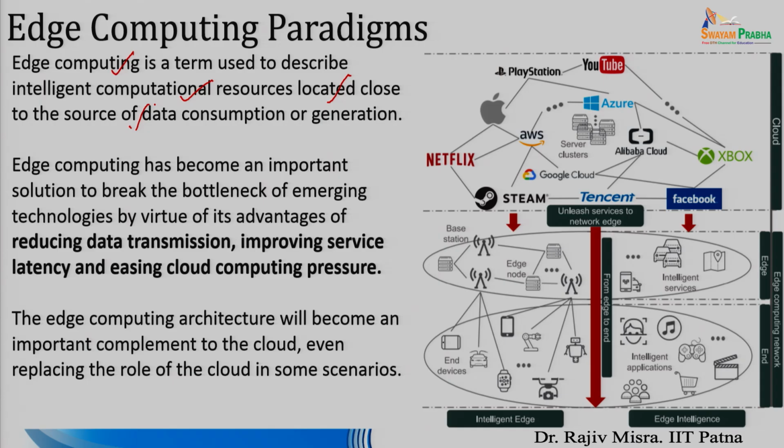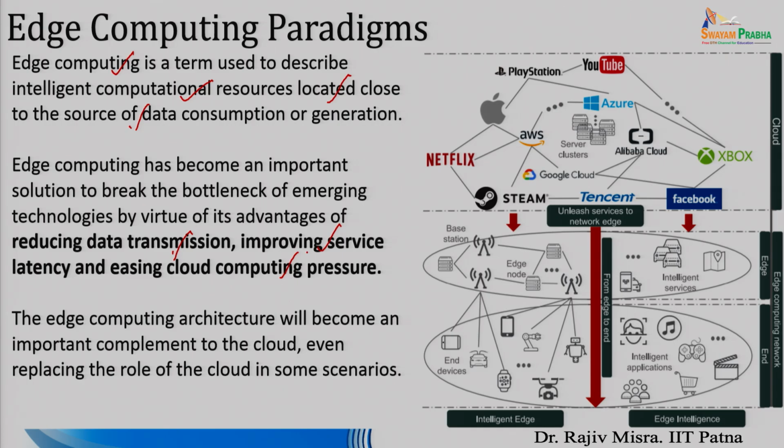So, we have to now understand these edge computing paradigms to know what we mean by edge computing, which describes the intelligent computational resources located close to the source of data consumption or generation. Edge computing has become an important solution to break the bottleneck of emerging technologies by virtue of its advantages of reducing the data transmission, improving the service latency and easing the cloud computing pressure.